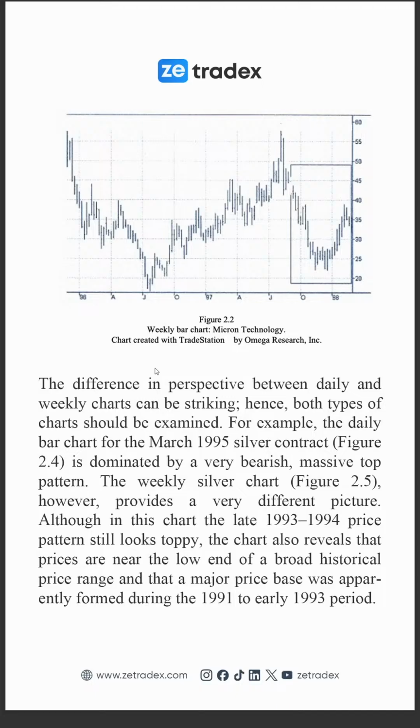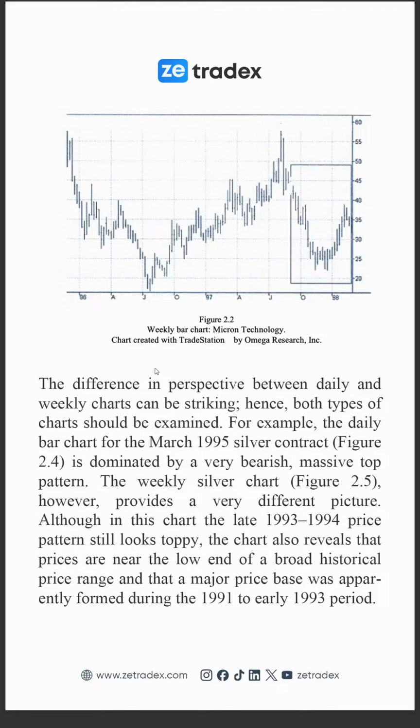Now, taking a closer look at the chart, the difference in perspective between daily and weekly charts can be striking, which is why both types of charts should be examined. For example, we have the daily bar chart for the March 1995 silver contract. This was back in the 90s, of course. It was dominated by a very bearish massive top pattern.